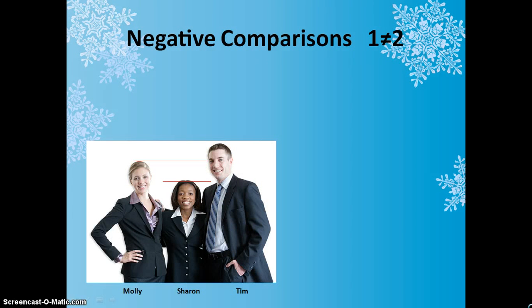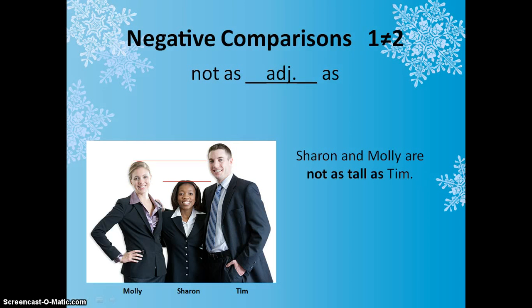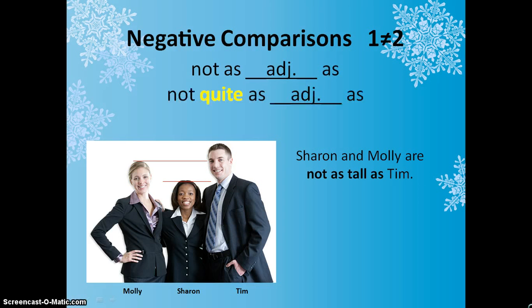We already know one type of negative comparison, not as tall as. We could say Sharon and Molly are not as tall as Tim. Let's learn two more. We could say not quite as tall as. Look at this sentence here. Molly is not quite as tall as Tim.